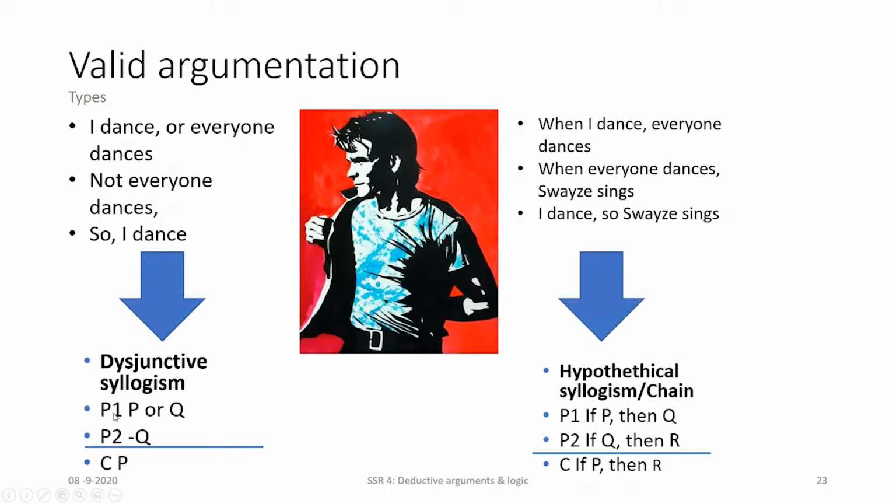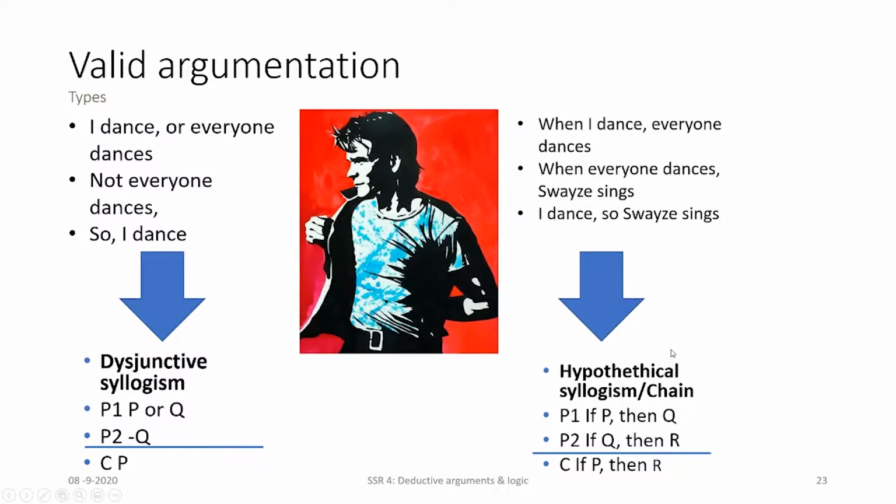Because the only way P1 and P2 can be true is for the other part to be true. So to make it somewhat less abstract, if you say I dance or everyone dances, and you then deny the right part of that statement, that means the left part of the statement would have to be true, right? Because if you assume that P1 is true, that means that either P or Q or both are in fact true, and then you say P2 has to be true as well, in which you deny that Q is true, then the logical consequence is that P has to be true.